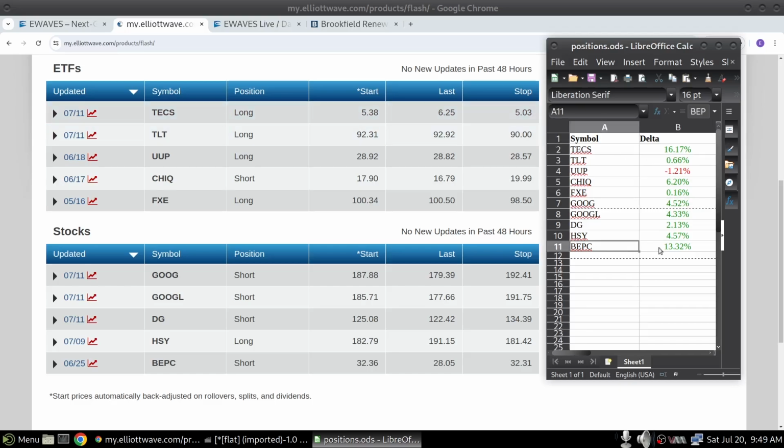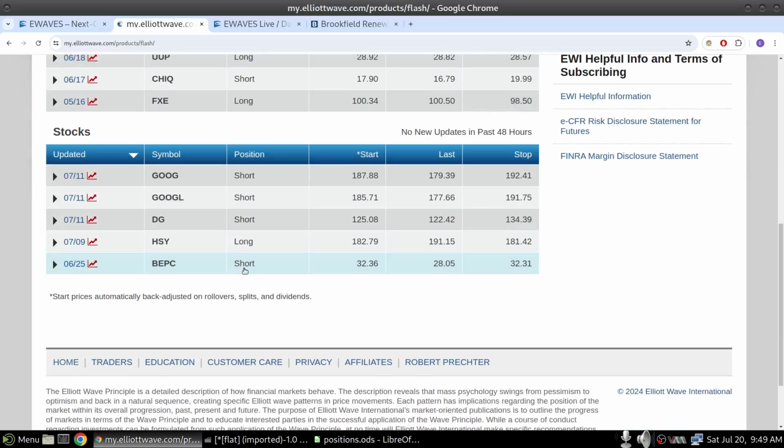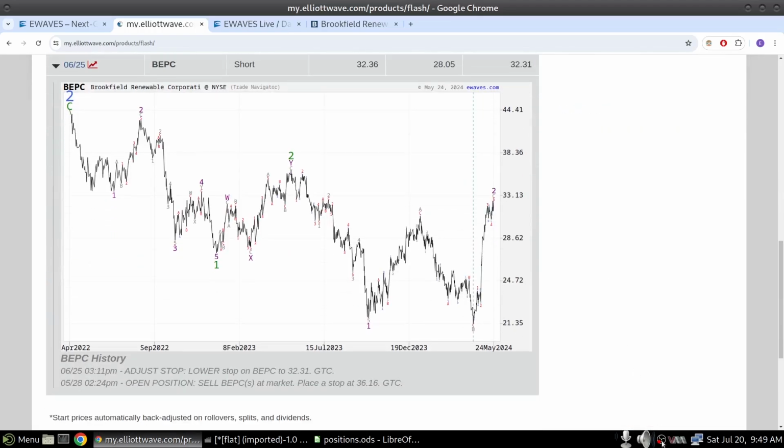But there is one very interesting position. This is kind of the next highest moving position here that I want to talk about, which is BEPC. So let me get rid of that for a second, and let's actually pull down the wave count in this BEPC short position here and take a closer look at it. Okay, this was almost 2 months ago that we put out this recommendation. As you can see, this chart is dated May 24th. So that's when the EWAVES engine generated this setup right here.